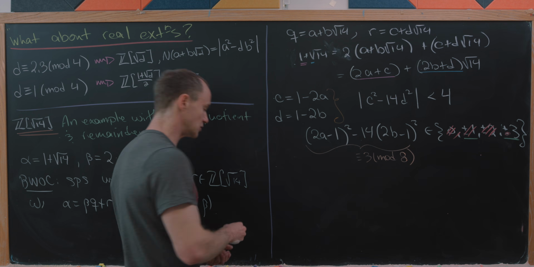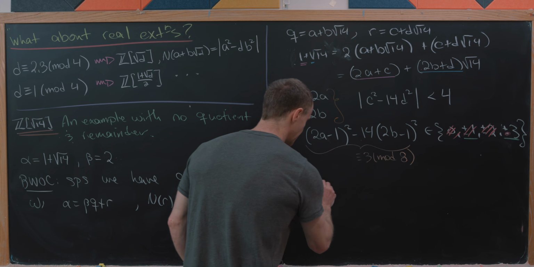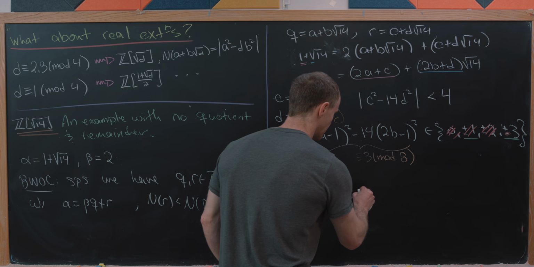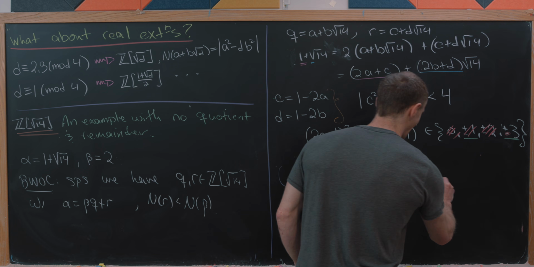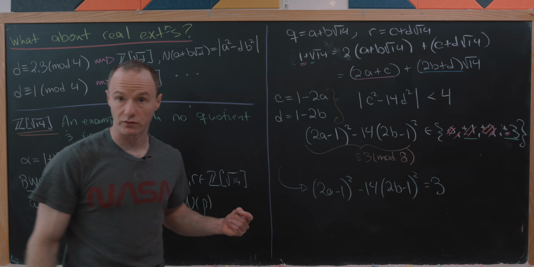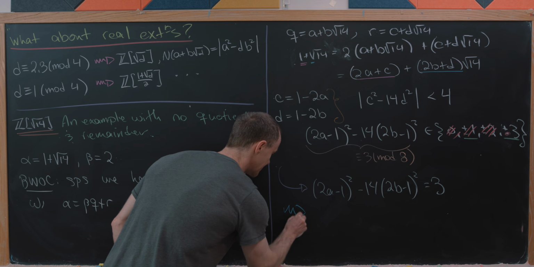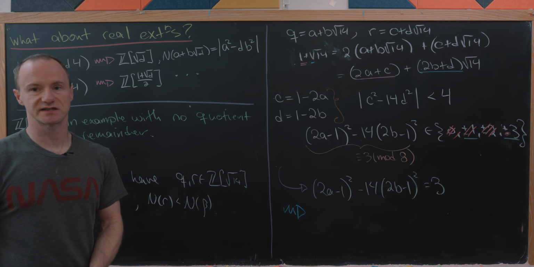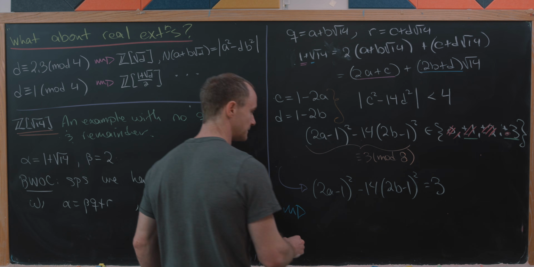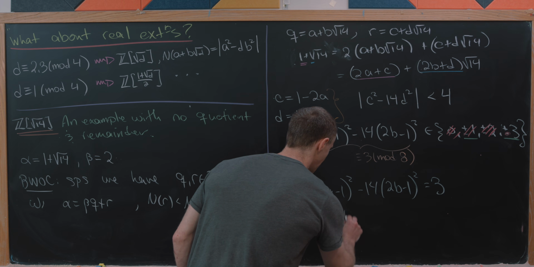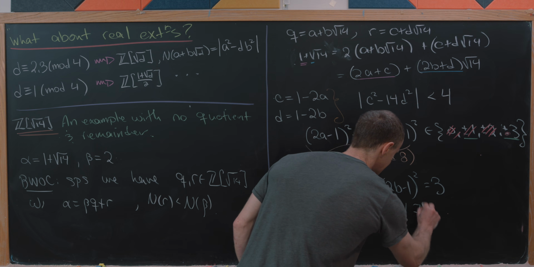So now let's loop that back in and observe that now we know that (2a minus 1) squared minus 14 times (2b minus 1) squared actually has to be equal to 3. But now let's reduce this thing modulo 7. So let's say this blue arrow means we're reducing this thing mod 7. So 14 is a multiple of 7, so that will be 0. So that means we get (2a minus 1) squared is congruent to 3 modulo 7.